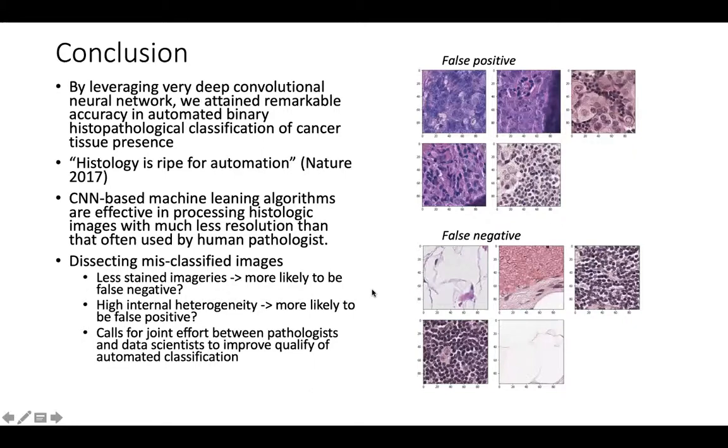So it's really hard for a non-professional to understand what the machine is doing wrong there. On top of enhancing the data quality and increasing data size, I think it also calls for joint effort between pathologists and data scientists in order to improve the quality of such automated classification algorithms.